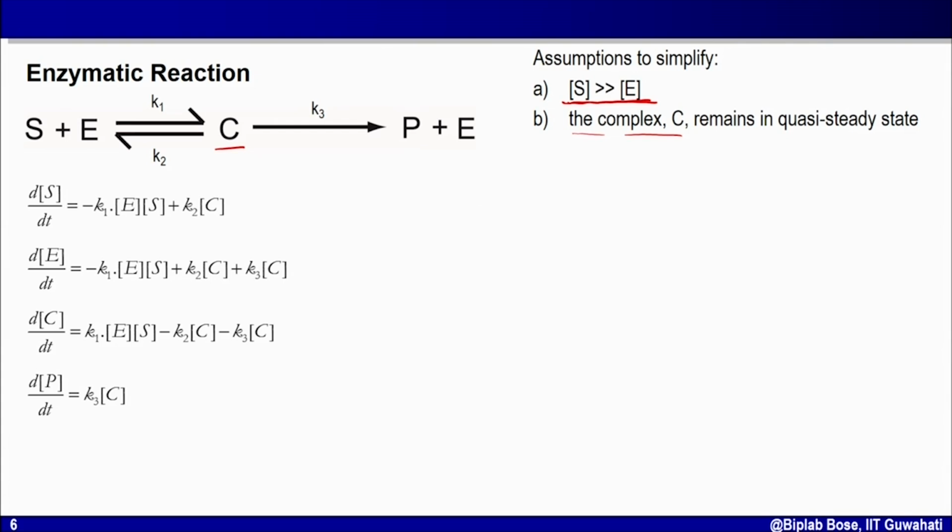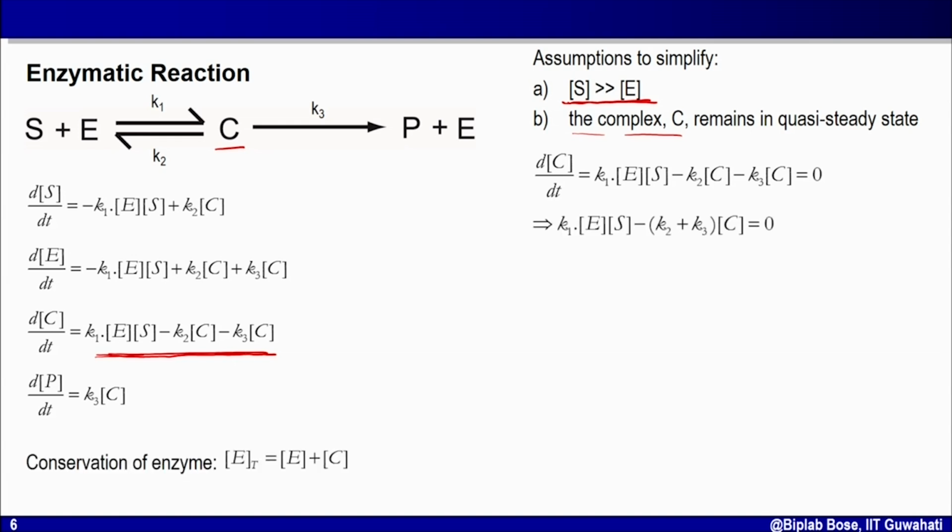If C has a steady state, then this ODE dC/dt becomes equal to 0. That's what I can write. Then dC/dt equal to 0. That means K1 E into S minus K2 into C minus K3 C is equal to 0, because that's how I have got from the ODE for dC/dt. Now I will rearrange terms so that I can get C on one side and everything else on the other side. Because remember, C is the complex from which the product is formed. So I will try to separate C on one side from this algebraic relation and keep the rest of the thing on the other side. So let us try that.